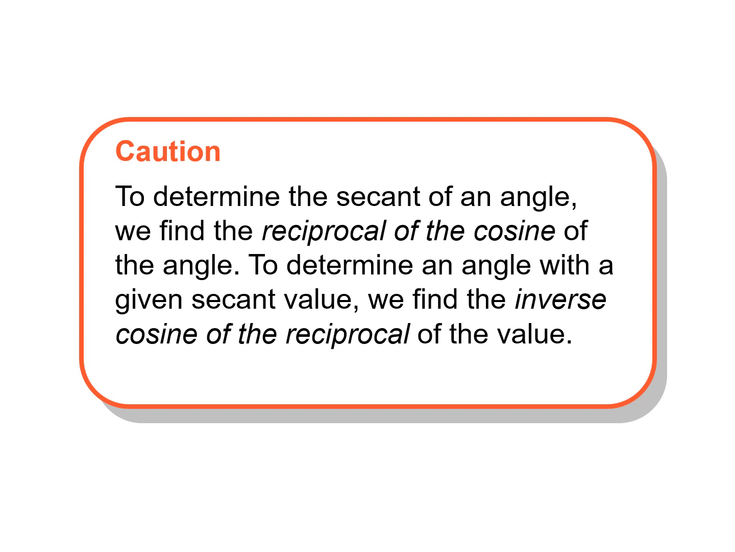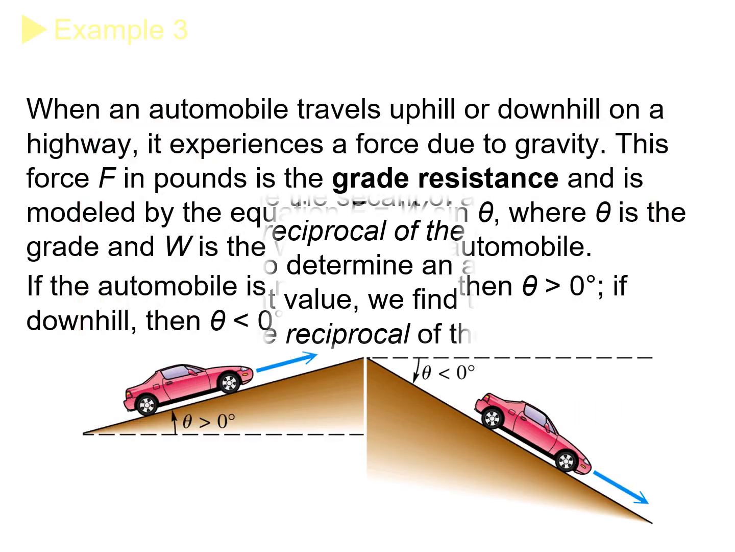Now, to find the secant of an angle, you use the reciprocal of the cosine. To determine the angle with a given secant, you find the inverse cosine of the reciprocal of the value. So you're going to want to step through and be very careful about what you're evaluating.